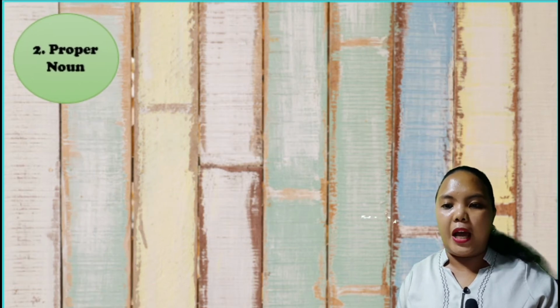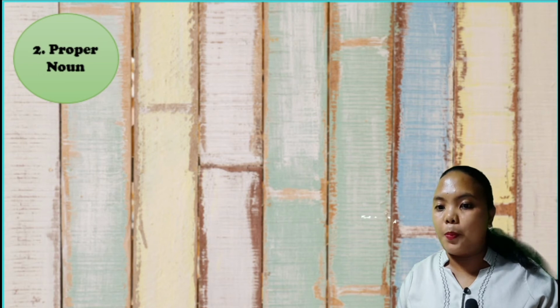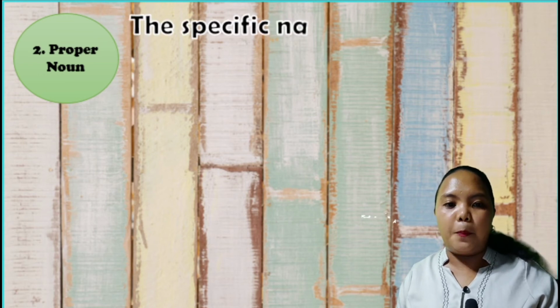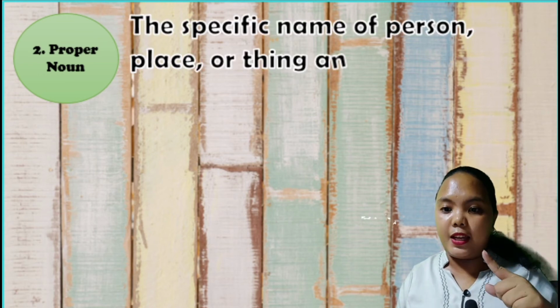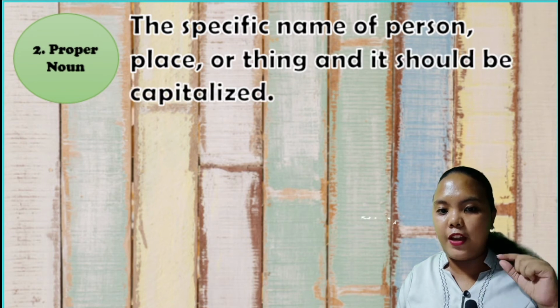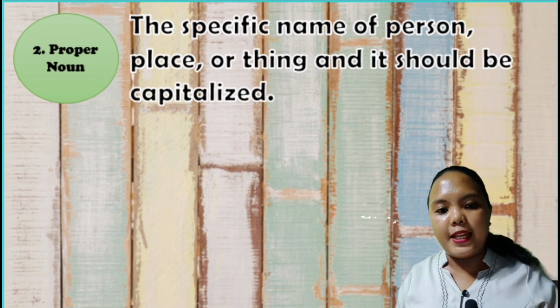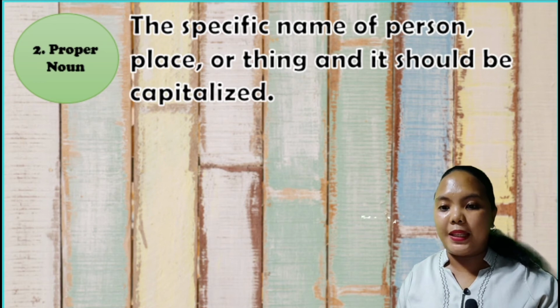On the other hand, we have the proper noun. A proper noun is the complete opposite of a common noun. A proper noun is specific. This is the specific name of a person, place, or thing, and it should be capitalized, or it should start with a big letter.